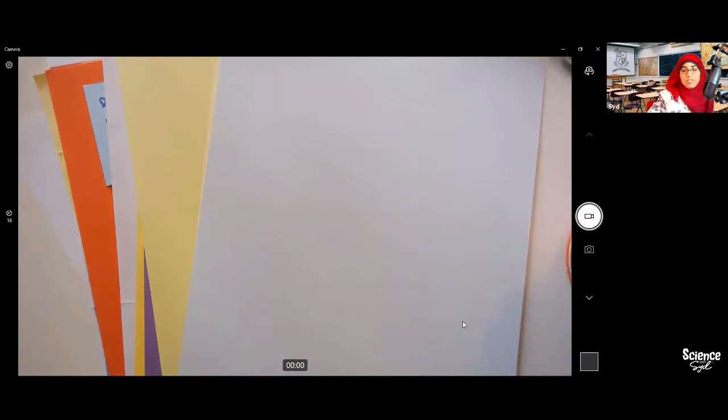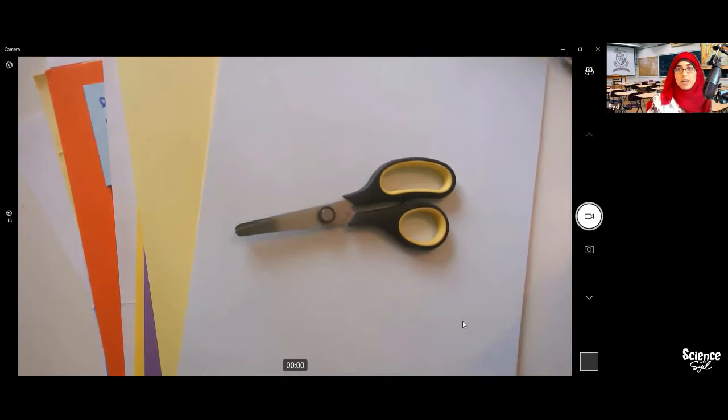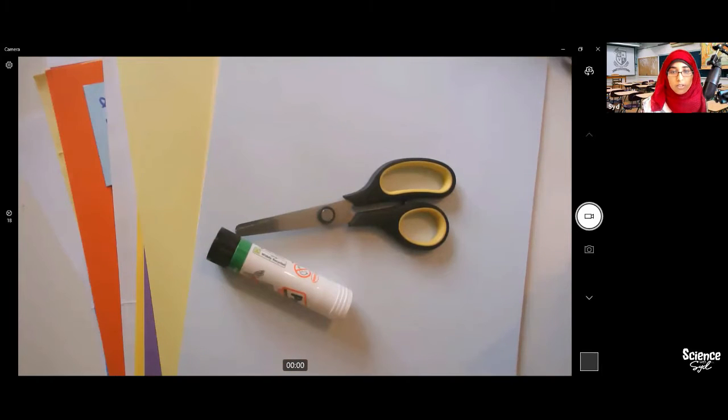So let me share my screen. Then we can get started. So let's have a look at what I have got here. I've got lots of different colored pieces of paper over here. I've got my felt tip pens. Where's my felt tip pens? Let me put this over here. I've got loads of colors over here. I've got my scissors. I've got my tape, glue. I've got loads of stuff over here. So we're going to get started and I'm going to show you what we're going to be looking at today.